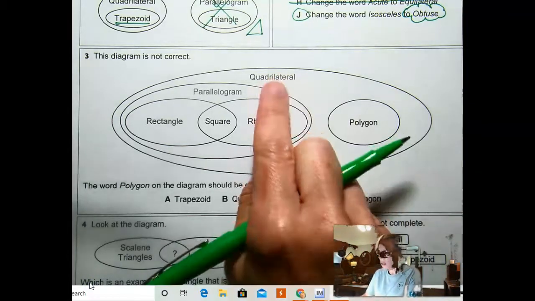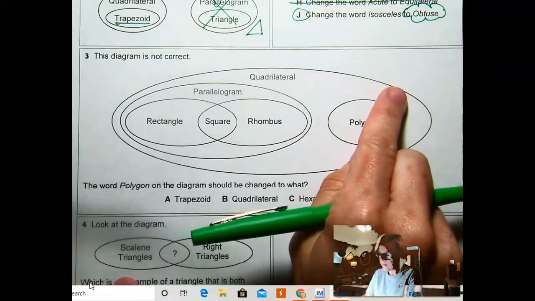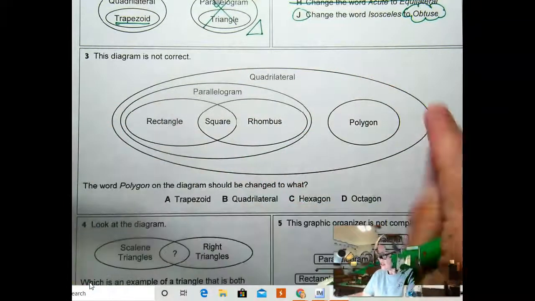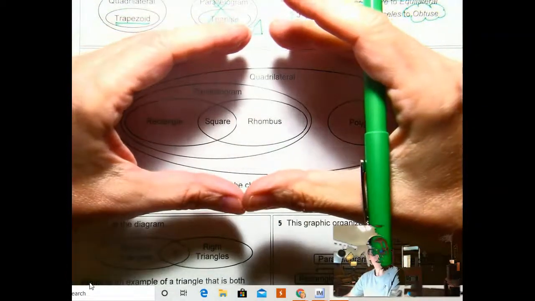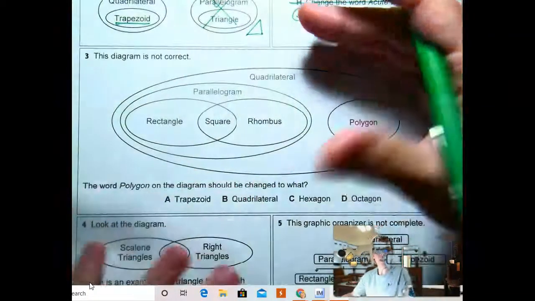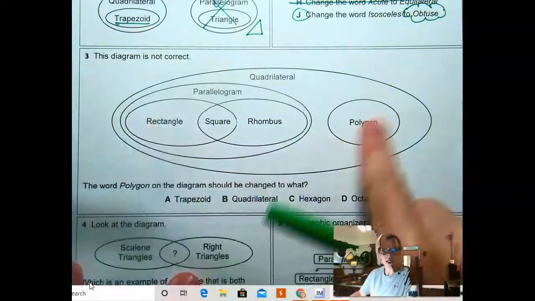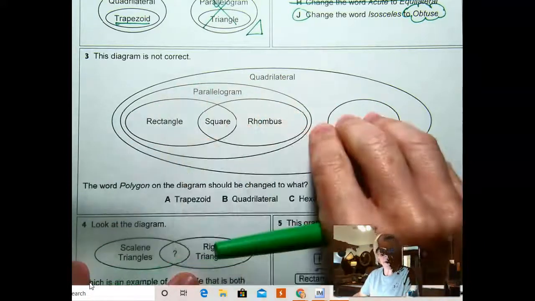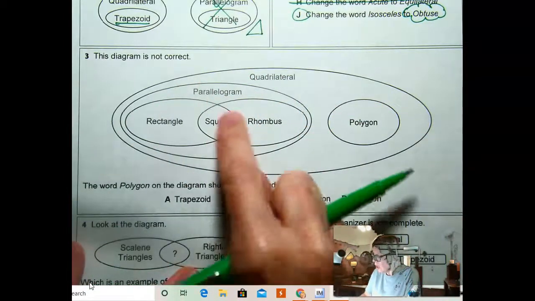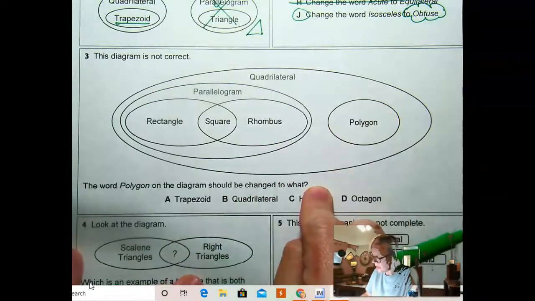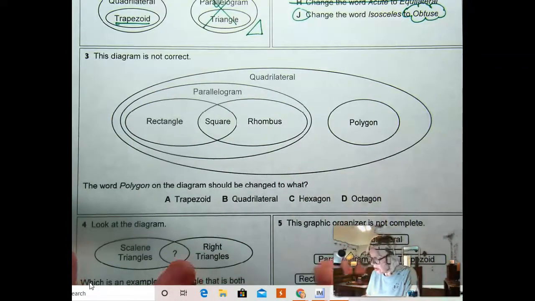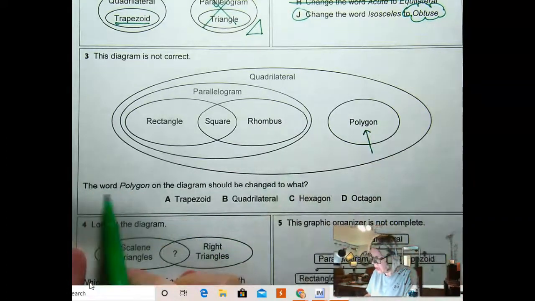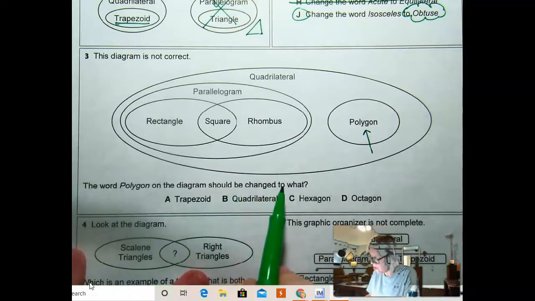It says, okay, so again, just like I described in number 1, whatever the largest figure is on the outside, it's holding everything inside. So what I mean by that is what this diagram is saying is that everything inside this quadrilateral oval is a quadrilateral or a type of quadrilateral. Now, all of these words are definitely related, but there's something that is wrong. It says the word polygon, so we're looking at this word. It says the word polygon on the diagram should be changed to what?